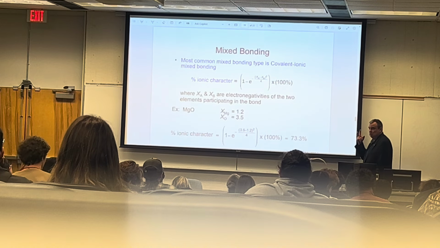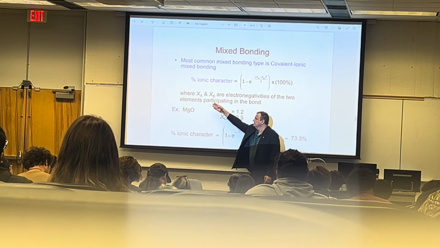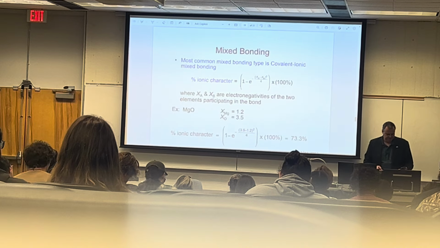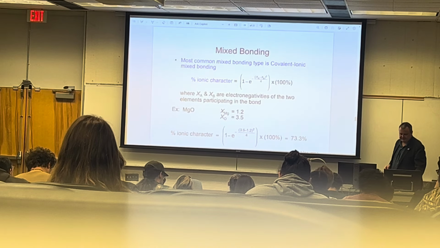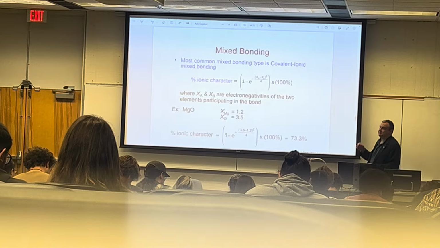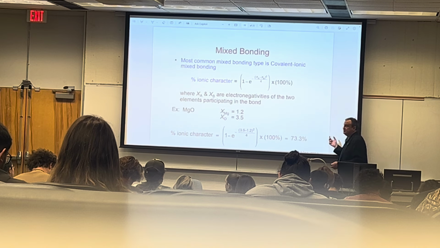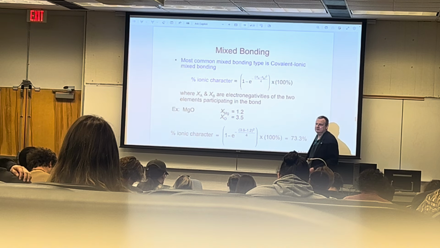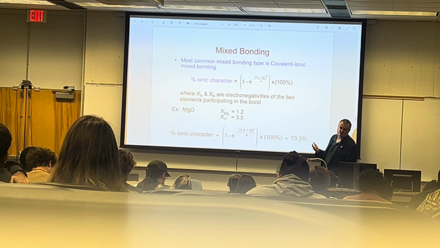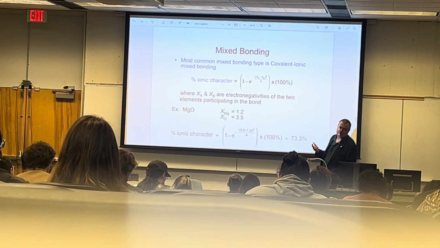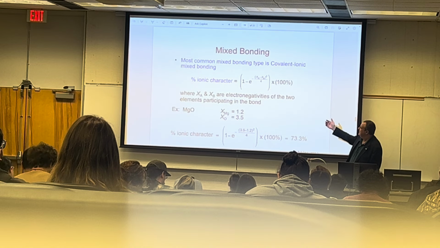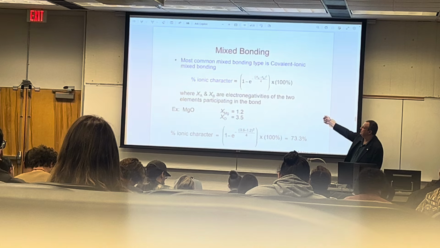If we have 2 different atoms, like A and B, by definition, they're going to have different electronegativities, right? And if they have different electronegativities, we can calculate the percentage of the ionic character versus covalent character. That percentage is equal to 1 minus E to the power of something, where E is 2.72, and XA and XB are the electronegativities of the 2 elements.